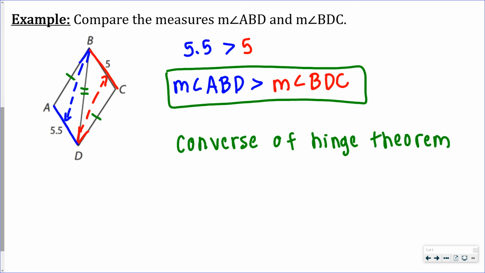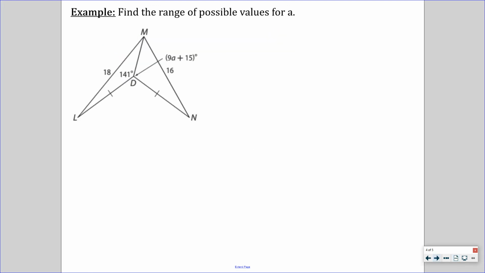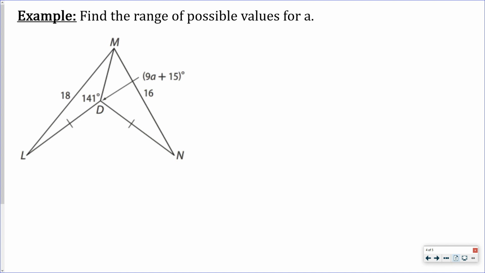Okay. 2 down, 2 to go. Classic examples. Let's take it a step further. Find the range of possible values for A.